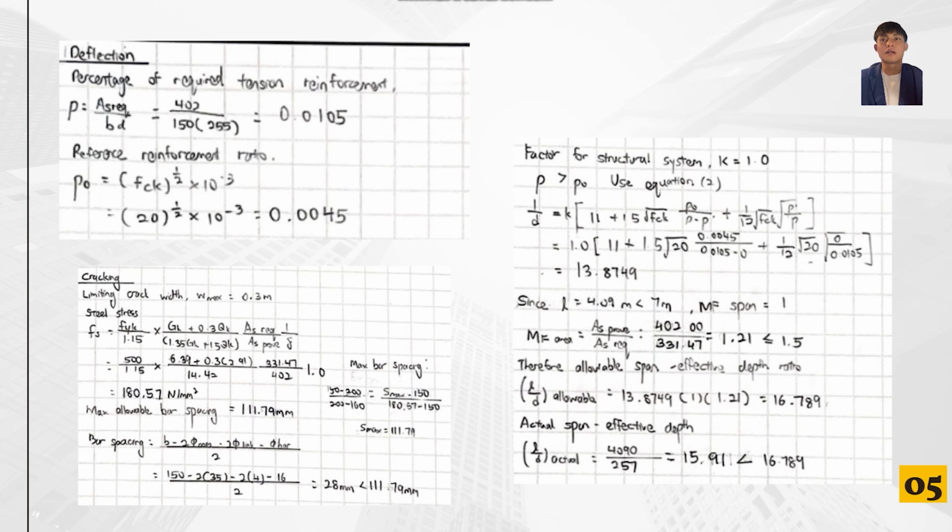And the last step, we need to calculate the deflection and the cracking. The formula that we use follows the Eurocode design. An important thing is that we need to calculate the bar spacing and the factor of the structural system K equal to 1.0. This is because it is a simple support beam. And then we use equation 2 to calculate L per d, and L is smaller than 7 meters, so the MF span equals 1.